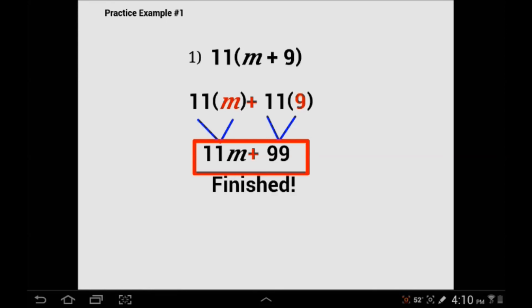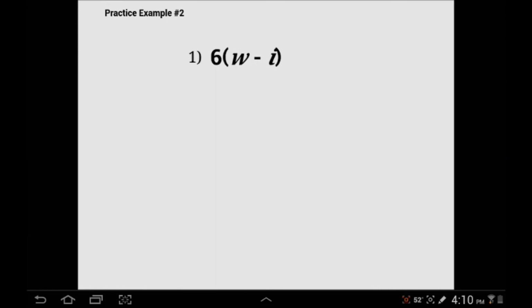So these are not like terms. This is a variable term. This is a constant. You cannot add variable terms with constant terms and vice versa. That's it. In the next example, I have 6 multiplied by the difference of w and the letter I.